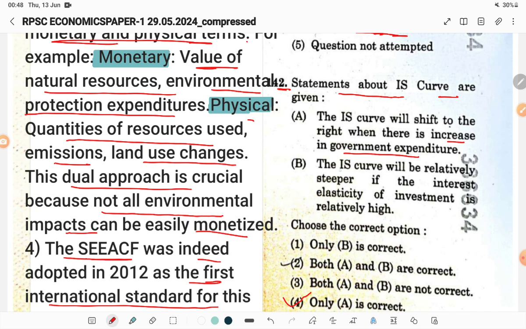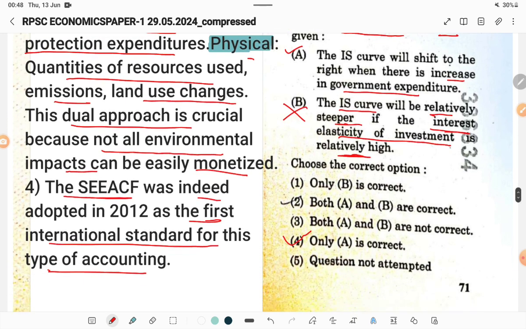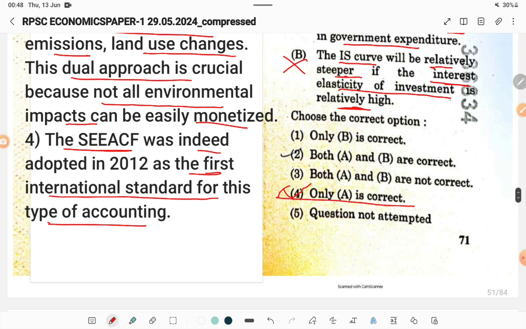And the statement B, the IS curve will be relatively steeper if the interest elasticity of investment is relatively high. This statement is incorrect because the slope or steepness of the IS curve depends on the interest elasticity of investment. If the interest elasticity of investment is high, the IS curve will be flatter, or we can say less steep, indicating that changes in interest rates have a more significant impact on investment and consequently aggregate demand. So only the first statement will be right, and the fourth answer will be the right answer to this question.